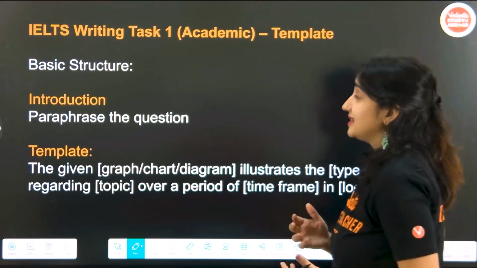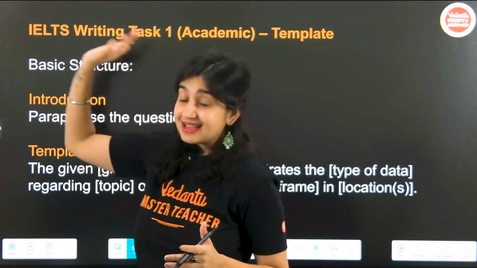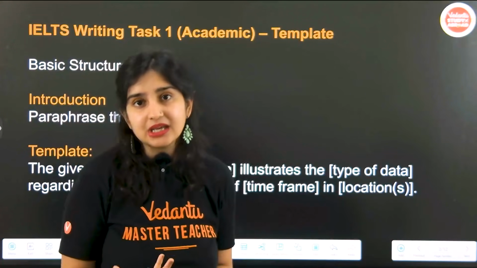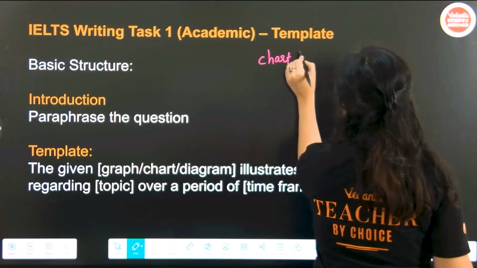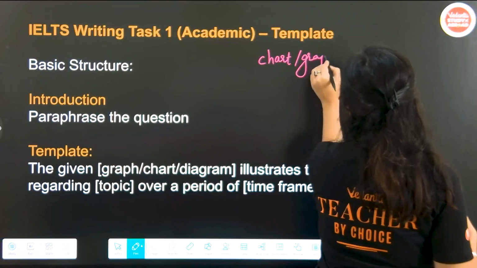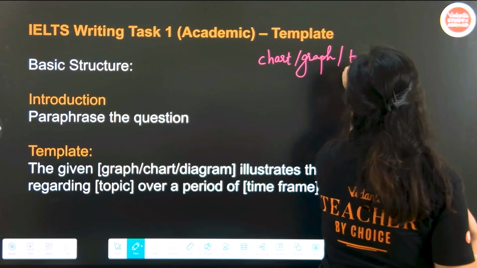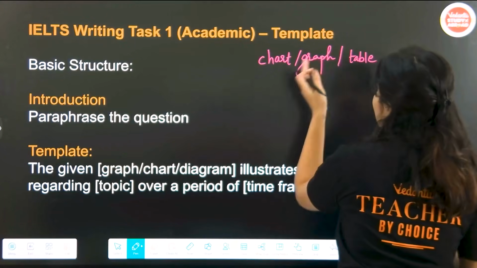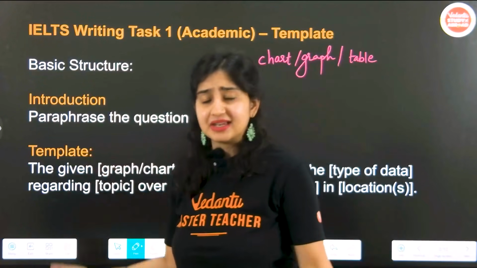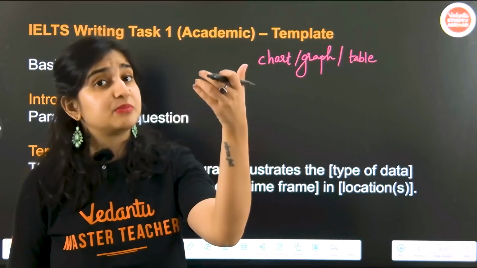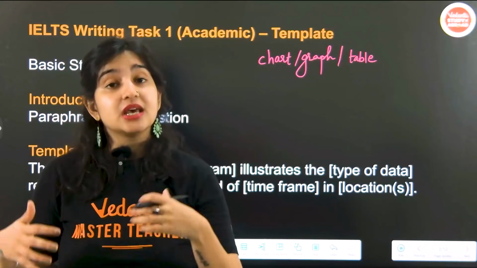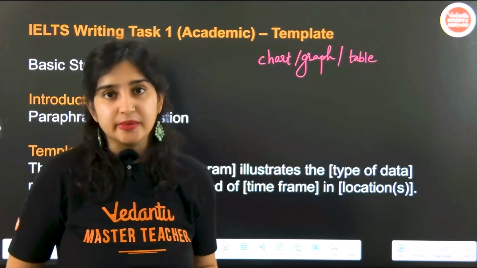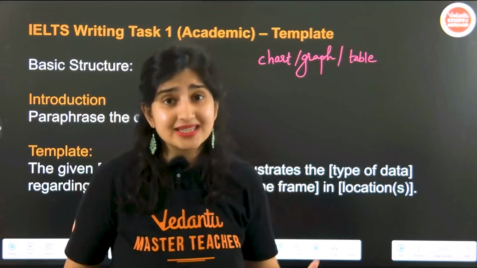So for writing task 1, bear in mind, for the academic IELTS, it's going to be a chart, graph, or table. A graph could be a line graph, a bar graph, anything. So some sort of data is provided to you, you have to interpret it and summarize it, and it's quite straightforward. So here the task response is quite easy.